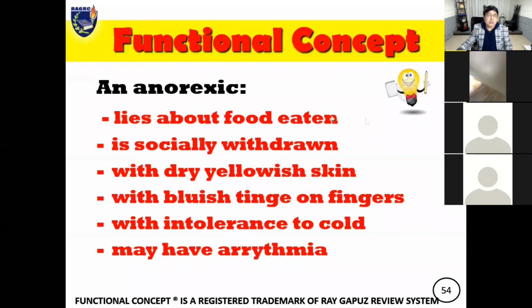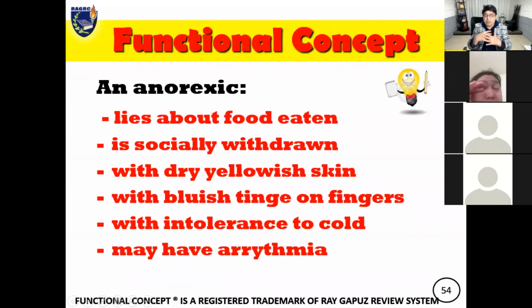And an anorexic would usually lie about food eaten, be socially withdrawn, with dry yellowish skin and a bluish tinge on the fingers. Sometimes they have the Russell sign, or callus formation here, from inducing vomiting. They have intolerance to cold because they have less fats in their body, and they usually would have arrhythmias, okay?